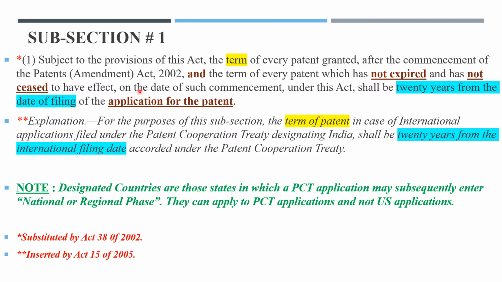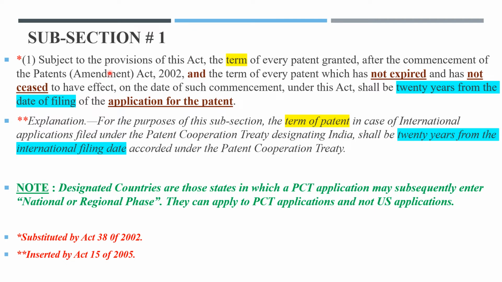Okay, so actually the gist of this subsection is the term of every patent granted under the act is 20 years from the date of filing. Okay, and actually we can say the term of an effective patent.